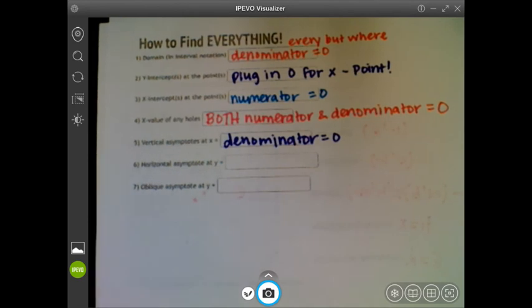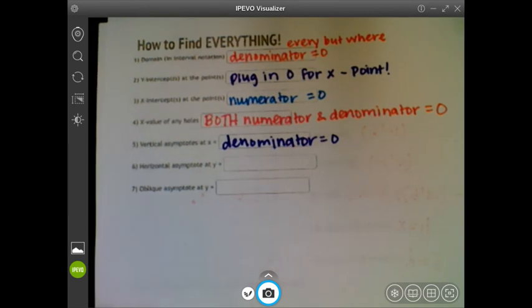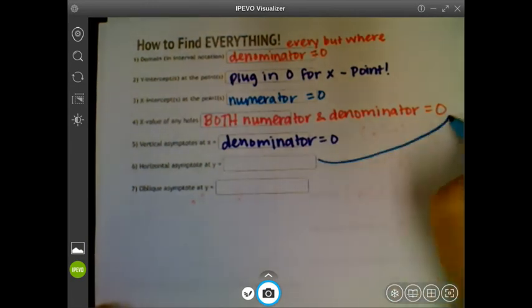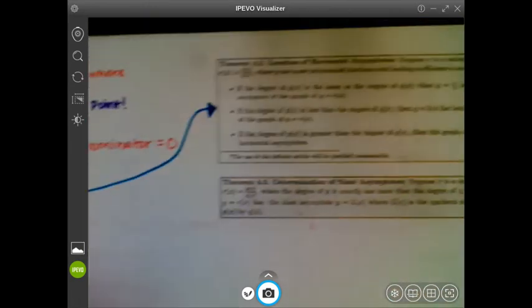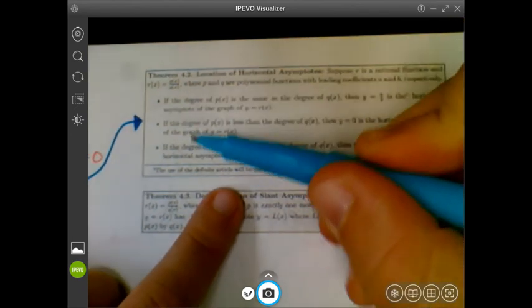All right, we have a horizontal asymptote at y equals, and what I'm going to do is direct you, so draw an arrow over to this chart on the next slide, and this is going to talk about how to find the location of horizontal asymptotes. There's a bunch of stuff at the top that just says you've got to have a rational function with polynomial over polynomial, all that fun stuff. And then these are your three options, okay?